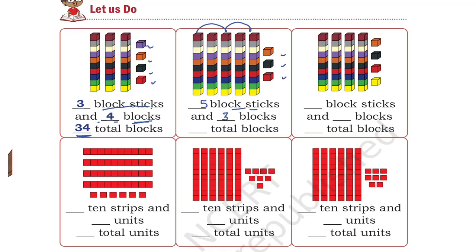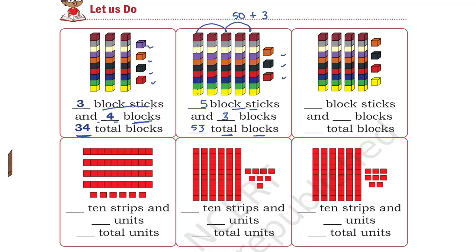Now, if I ask you how many are the total blocks, are you going to go ahead and count each one of these? No. What you will do is say there are 5 block sticks. That means there are a total of 50 blocks in these 5 block sticks, and there are 3 more that we have. So we have a total of 53 blocks.